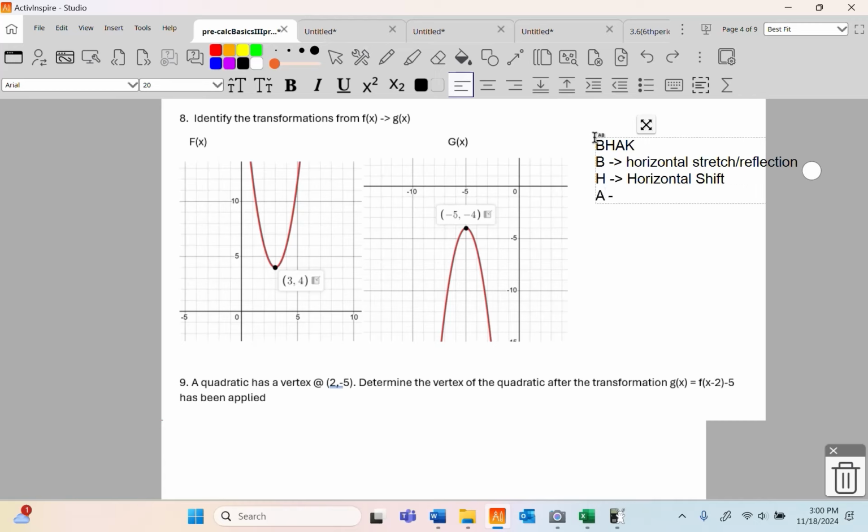A is going to be the vertical stretch / reflection. And then K is going to be our vertical shift. And this is the order you're supposed to do things here.